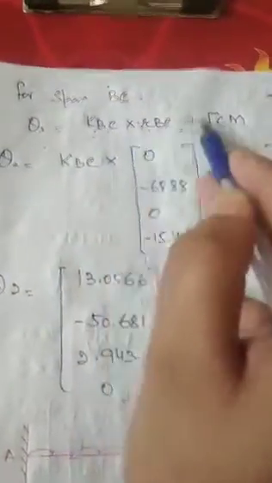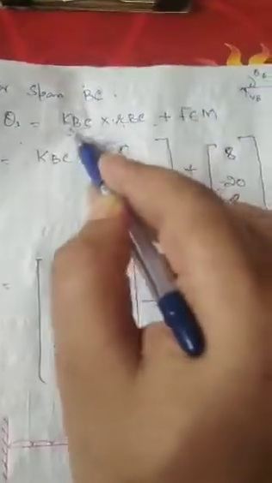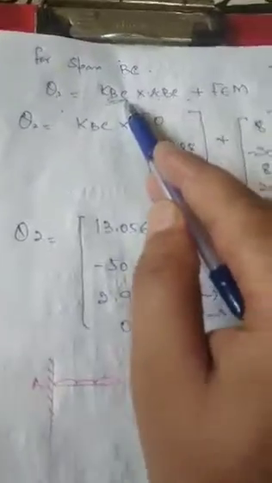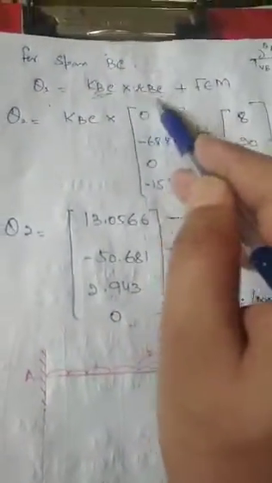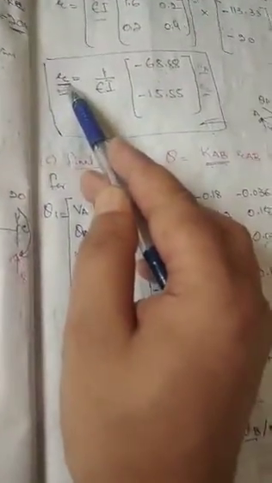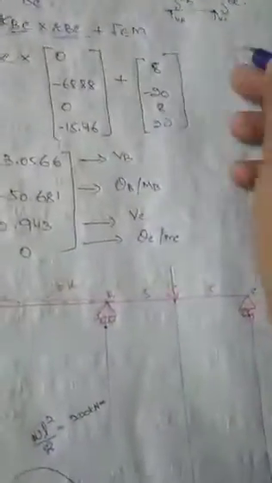So after that, for span BC, Q2 is KBC into RBC plus FEM. KBC we know from step 3, the elemental stiffness matrix; we will get this matrix. So you have to enter this value here, KBC into RBC. What is this RBC? It is the displacement matrix R.